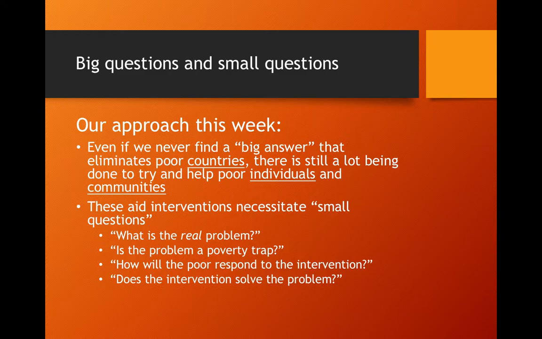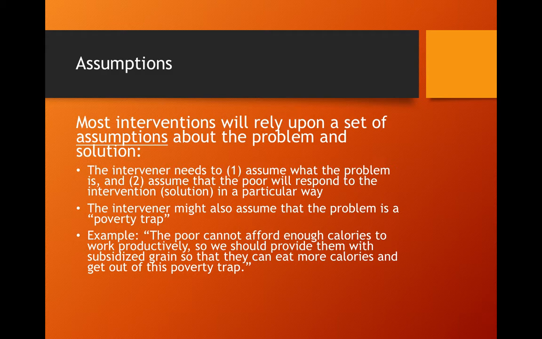We will try to figure out whether certain problems are a poverty trap, and you've already been doing that in the reading you've done in the Banerjee and Duflo book. Third, how will the poor respond to the intervention? So, if you subsidize grains, will they buy more grains, or will they not buy more grains? The answer to that is actually not totally straightforward. And finally, does the intervention actually solve the problem you're trying to solve? So those are the small questions we always need to be asking.